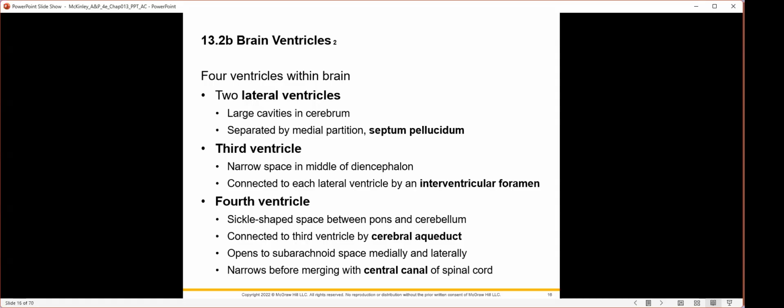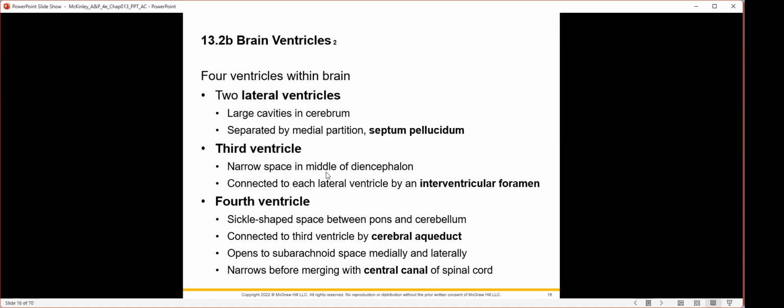We have different types of ventricles, okay? There's 4 of them. There's 2 lateral ones, which go within the cerebral hemispheres, one on one side, one on the other. And again, these are just spacious cavities that cerebral spinal fluid flows through. They are separated by a tissue partition called septum pellucidum. That is what separates these 2 lateral ventricles. They're also called lateral horns, which you'll see when we get to a picture.